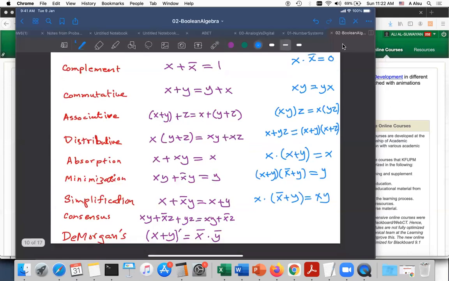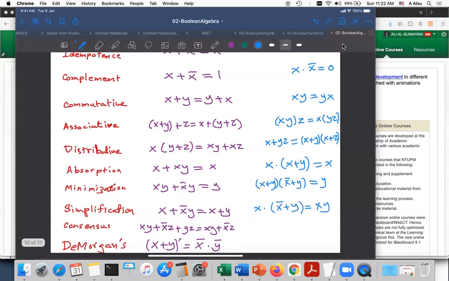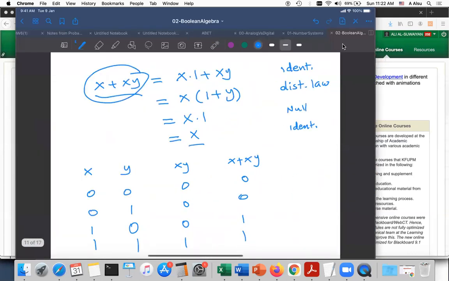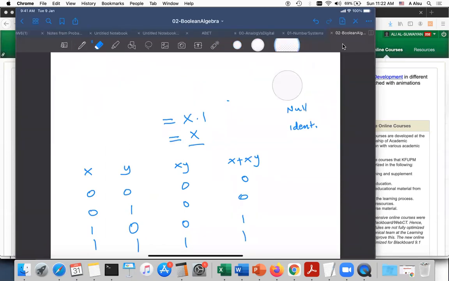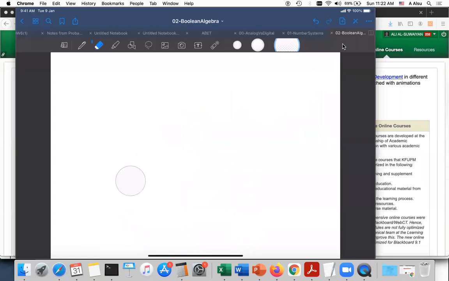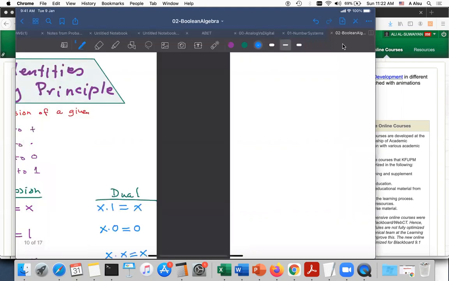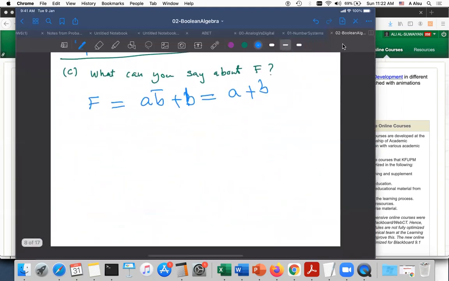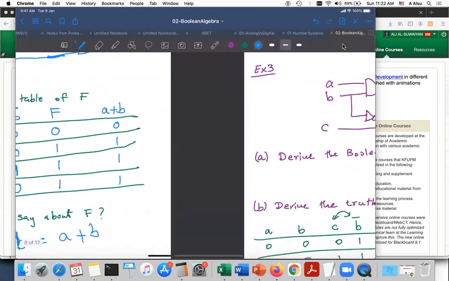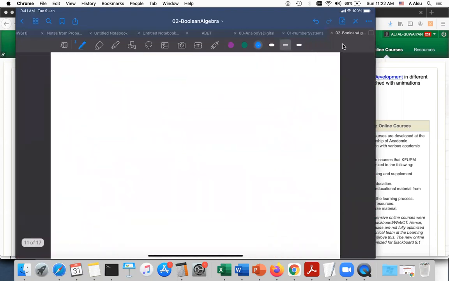So, just quickly, how can you prove the simplification rule algebraically? You can prove it by truth table, as we said in the example. This example actually does prove the simplification rule by truth table, okay? However, now we prove it using algebraic manipulation.